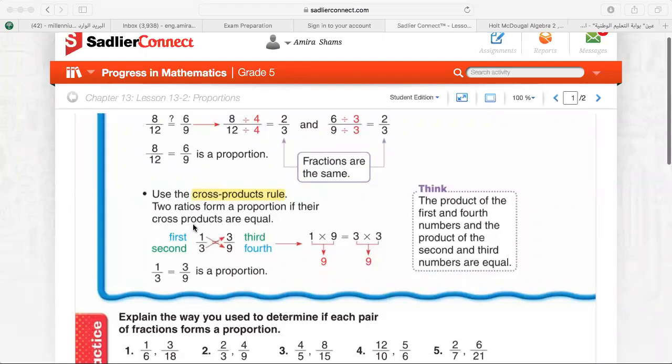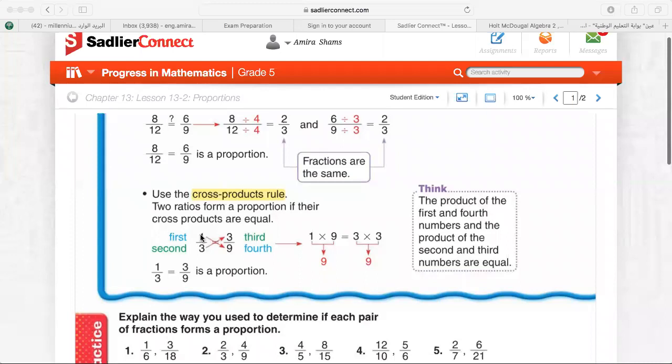What is a cross product? Products come from multiplying two factors, and cross means in front of each other, crossing each other. So here is the cross, 1 and 9. I am going to multiply them, and they will give me 9. And 3 and 3, they will give me 9. Like scissors.